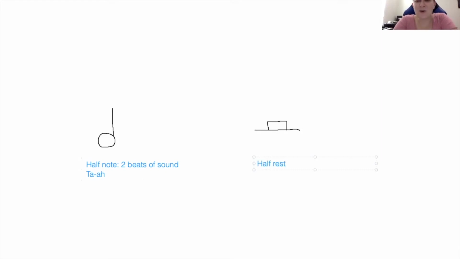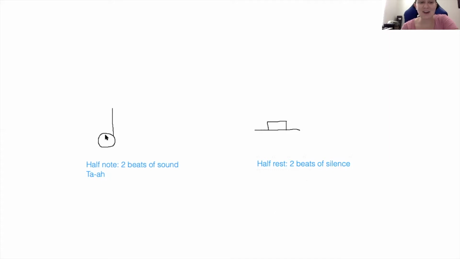How I always remember our half rest is because it looks like a hat and half. Kind of sounds similar. They both have that HA at the beginning. So our half rest is going to be two beats of silence. So this just tells us to be quiet for two beats. And because we're being quiet, we're not going to say anything because we're not making a sound.